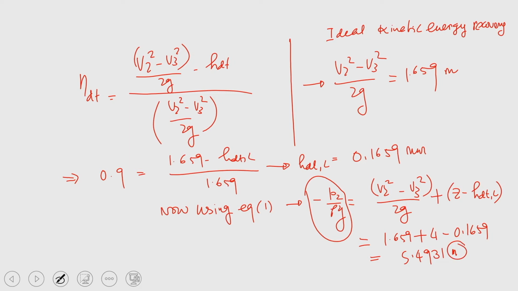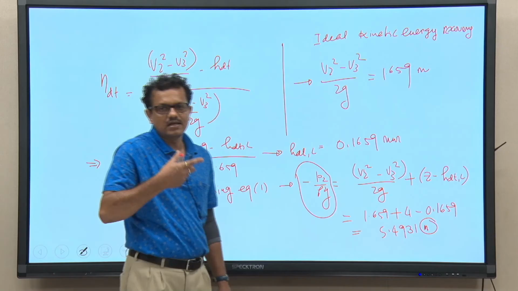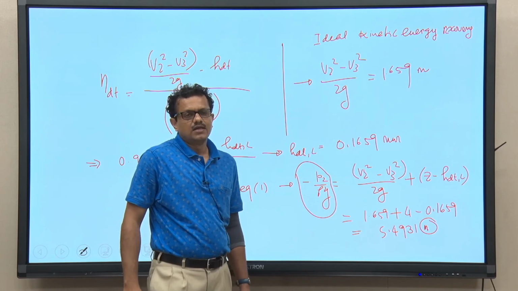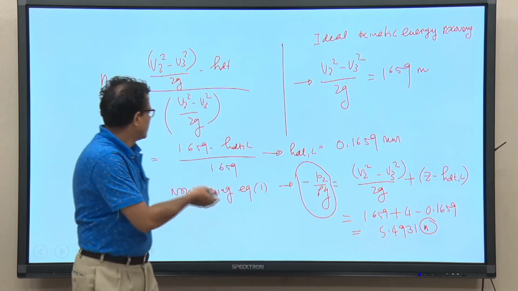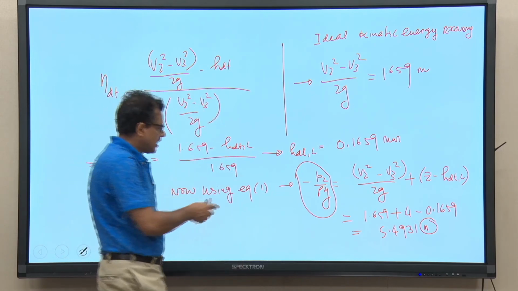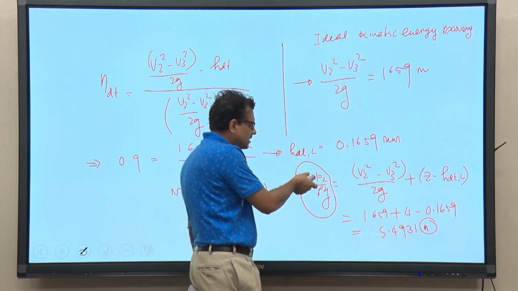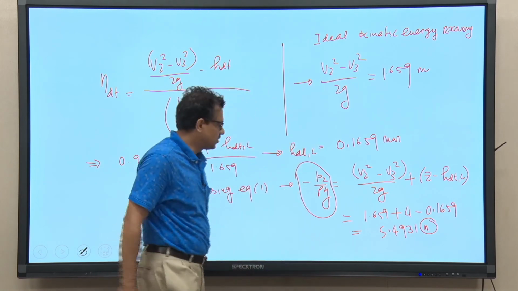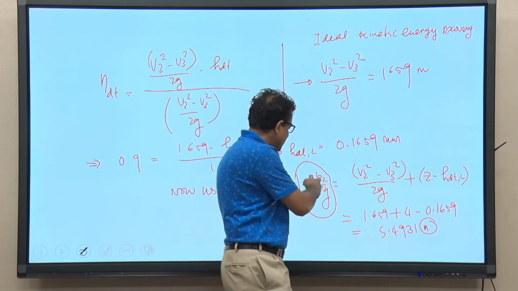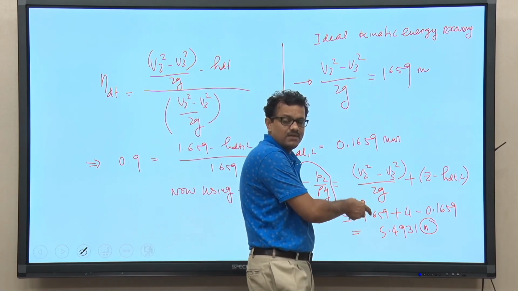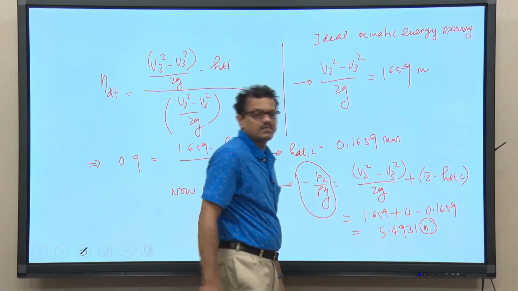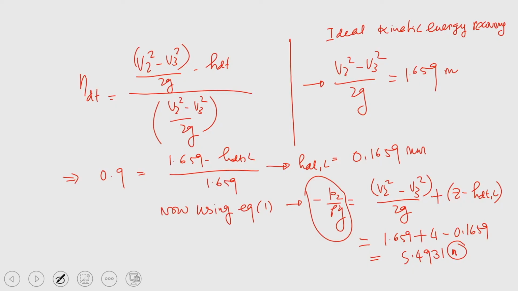So, this is a very easy problem if we have understood the analysis part correctly. I have written minus P2 by rho g only to make sure that this is the suction pressure; otherwise, if you calculate P2 by rho g, it will come negative. So, basically the pressure at point 2 is suction pressure. Okay. So, this is the problem.